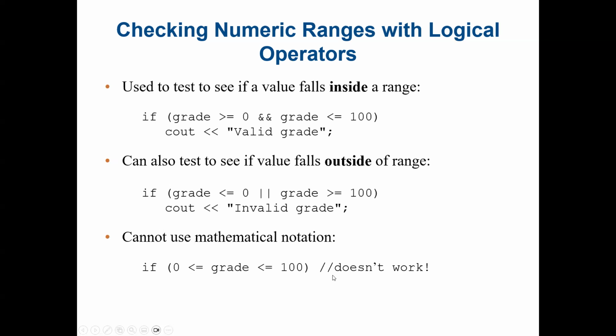So in C++, we must have each variable with its value range. So grade is less than or equal to 0 or grade is greater than or equal to 0. We use the logical operator. Here we don't have the logical operators. So you can't have two conditions without the logical operators in C++.